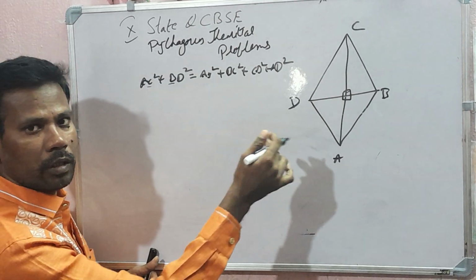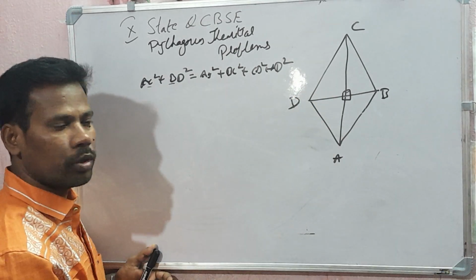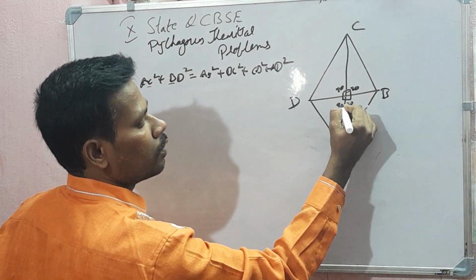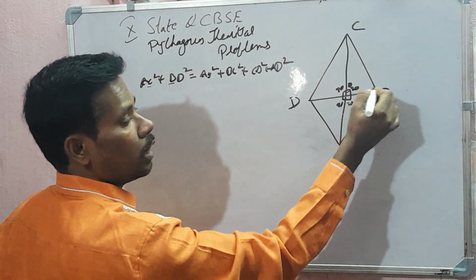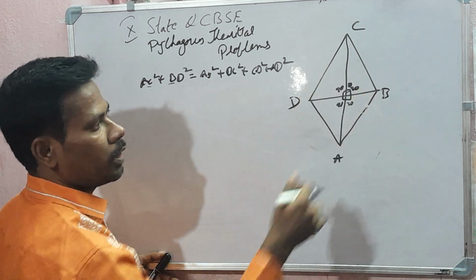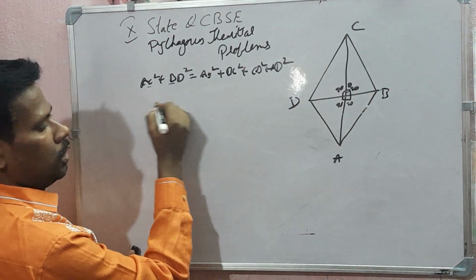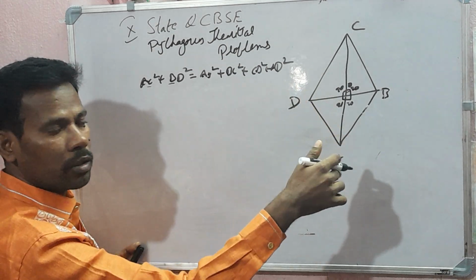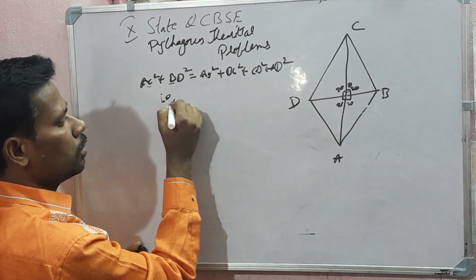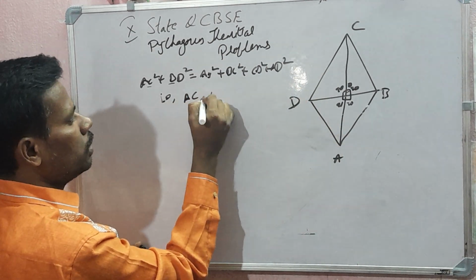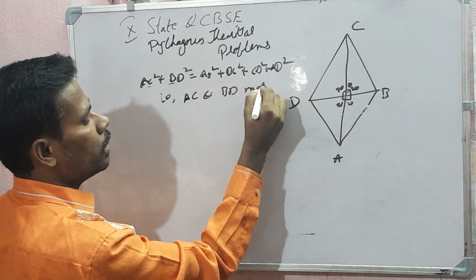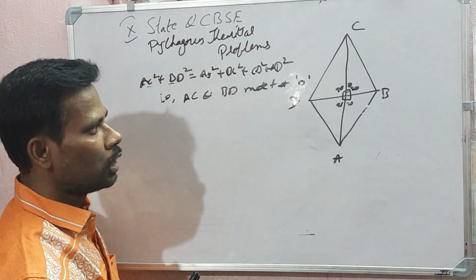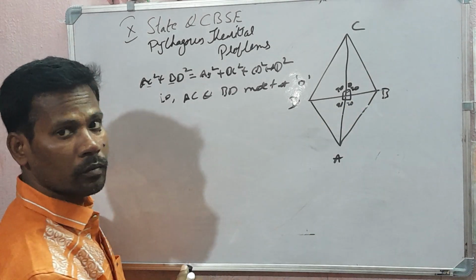I don't know just now. In a rhombus, diagonals are perpendicular to each other. Simply write down: in a rhombus, diagonals are perpendicular to each other. Let the diagonals AC and BD meet at O, right? So take this one.